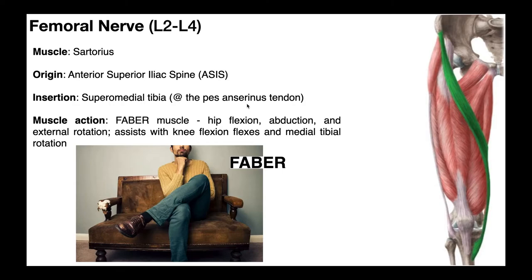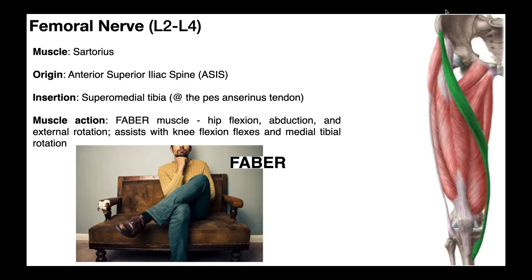The pes anserinus tendon, or pes anserine, is really a shared attachment point, or a common tendon, for three muscles that all attach right here. One of them is sartorius. We also have the hamstring muscle semitendinosus, which would be on the backside, we can't see it. And then this muscle right here, the most medial of the adductors, this is gracilis. This one actually goes directly vertical down and also inserts on that pes anserine tendon. So it's really just a shared attachment point on the superomedial tibia, okay?